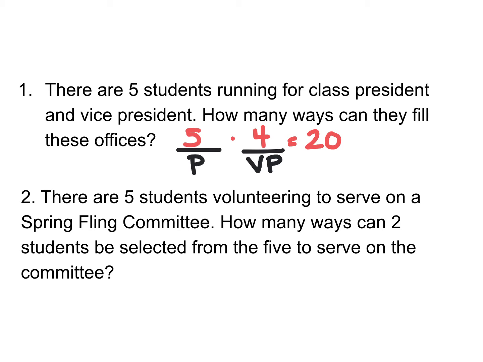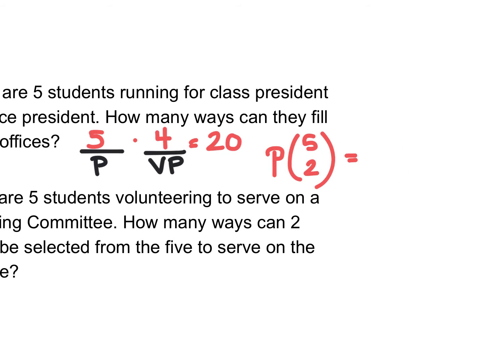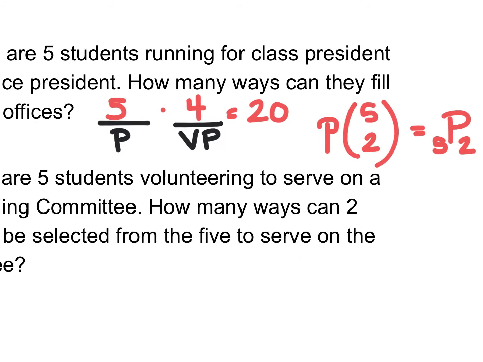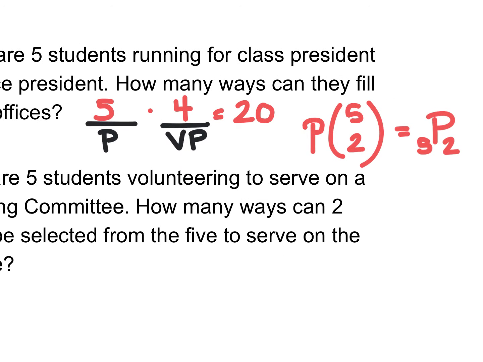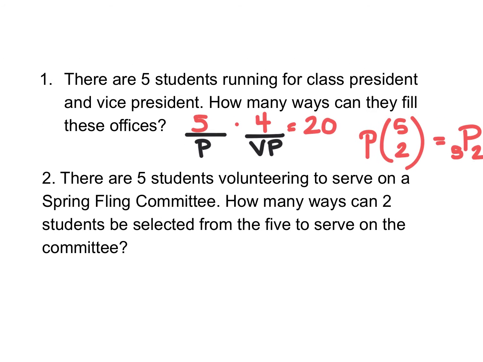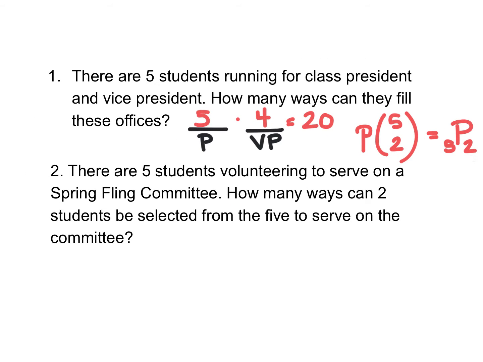In notation, this is a permutation. From 5 students, I'm choosing 2. You'll see it written like this. You'll also see it written like this. From 5, choose 2. There is a calculator function that will calculate that for you. I will show you that momentarily.